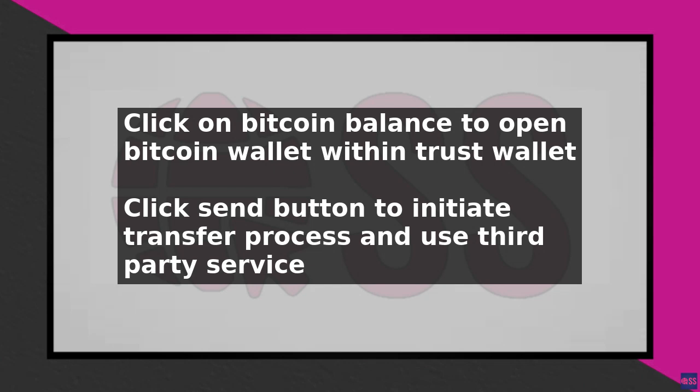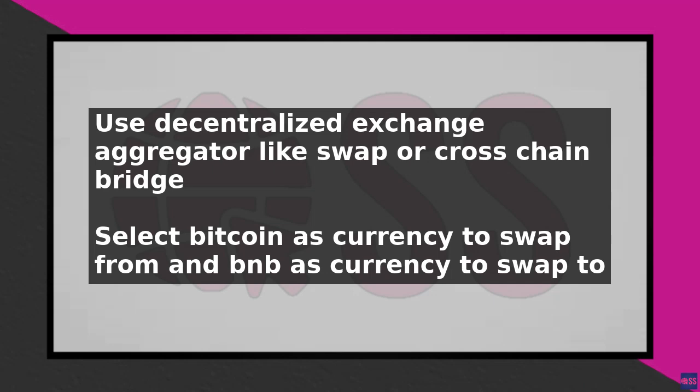Click on the Swap button and select Bitcoin as the currency you want to swap from and BNB as the currency you want to swap to. Then, you need to enter the amount of Bitcoin you want to swap and confirm the transaction. Make sure to review the transaction details, including the amount of Bitcoin you are swapping, the amount of BNB you will receive, and the fees associated with the transaction. Once you have confirmed the transaction, the swap will be processed and the equivalent amount of BNB will be deposited into your Trust Wallet BNB wallet.